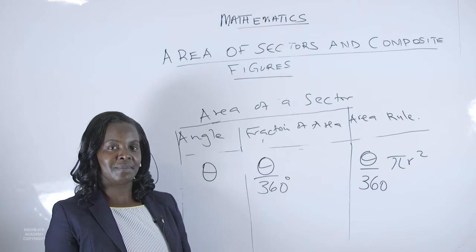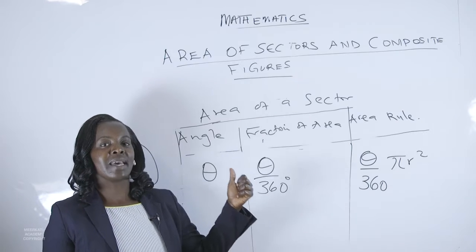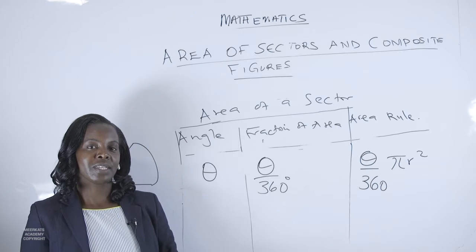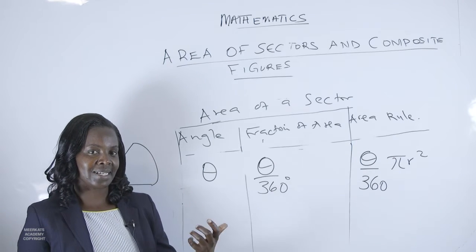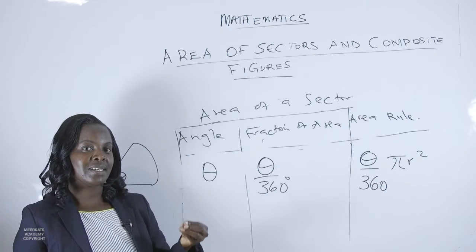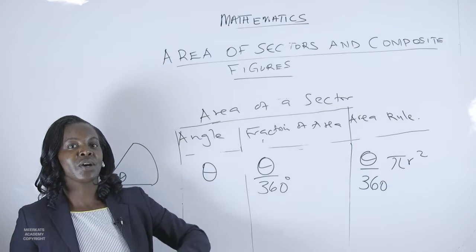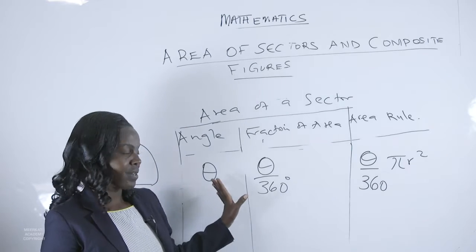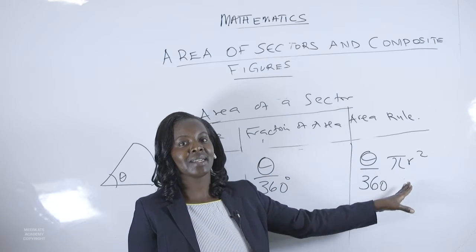So the first thing when you're determining the area of a sector is that you must know the angle at the center or the angle inside the sector, because the angle will give you the fraction that that sector makes. And as we have said, determining the area of a sector, we calculate it from a fraction of the whole circle. So that is the rule for calculating the area of a sector. Theta over 360 pi r squared.